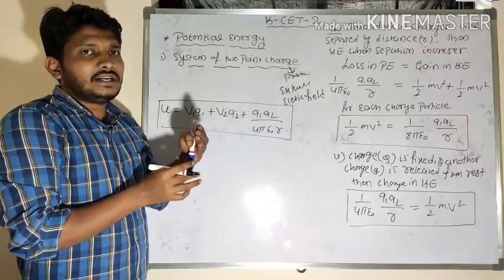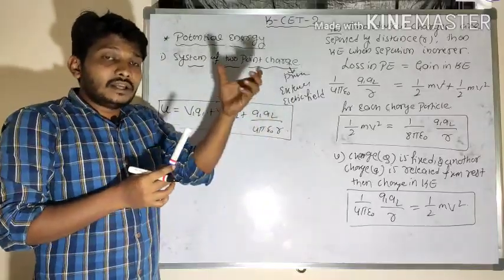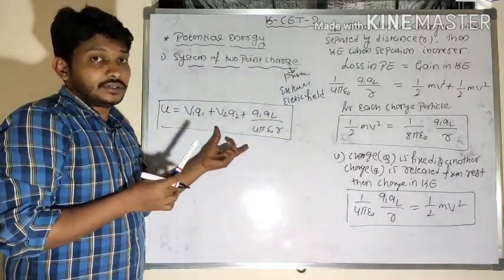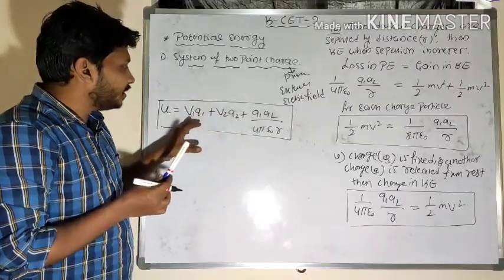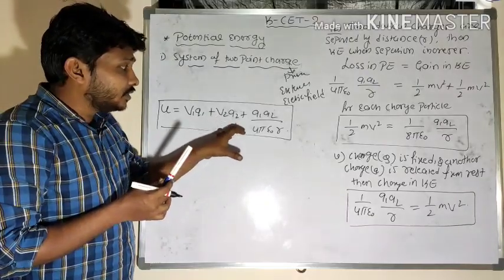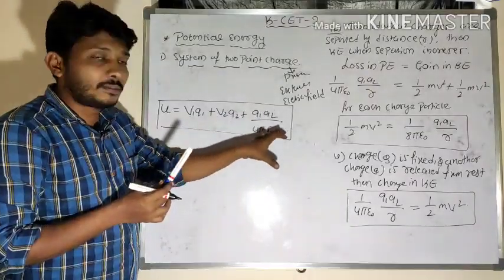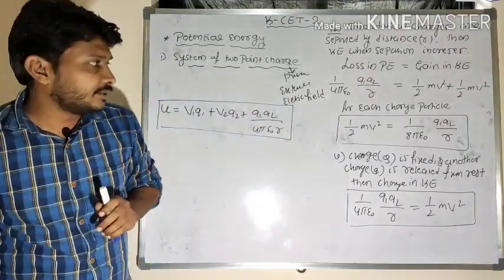In the Karnataka CET examination, most of the time they will ask direct formula-related questions only. So just remember the final equation here. What is the equation here? V1 into Q1 plus V2 into Q2 plus Q1 into Q2 divided by 4 pi epsilon naught into R.